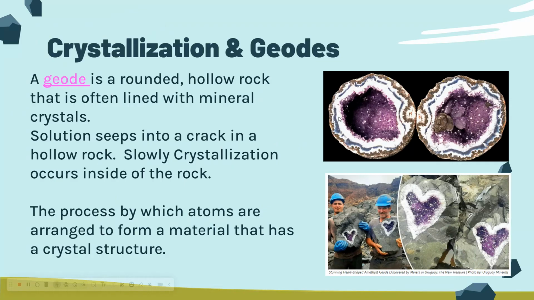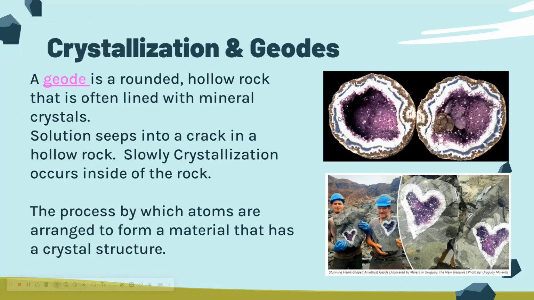I want to start by pointing out what a geode is. A geode is a rounded, hollow rock that is often lined with mineral crystals. These are really cool. You've probably seen one before. I have plenty on my shelf. You can actually buy these and crack them open. We can make these by hand because we can poke holes in round rocks and fill them with crystals. But you can find these in nature as well. And these show one of the ways that minerals can be formed, and that's through crystallization.